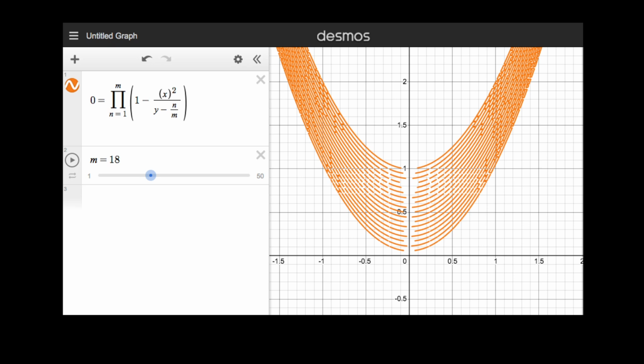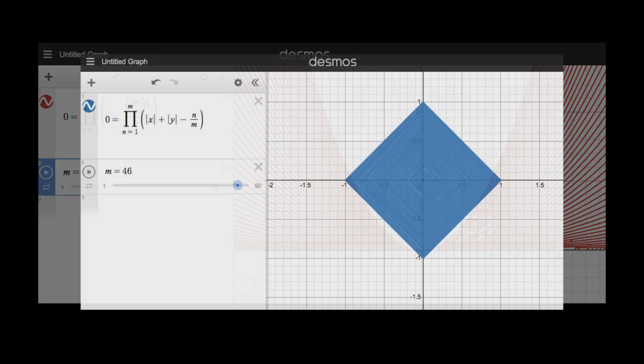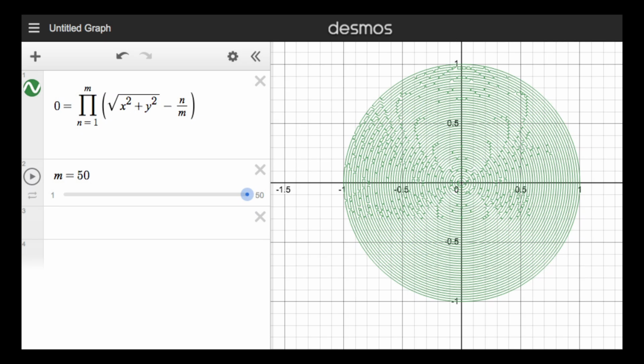The same can be done for other kinds of functions and transformations. Here, the parabola moves up. Here, it spreads out. This one fills a diamond shape. And this one fills a circle. I particularly like this one.